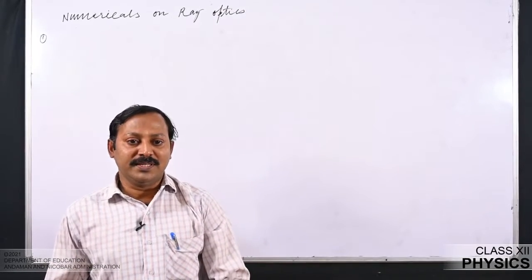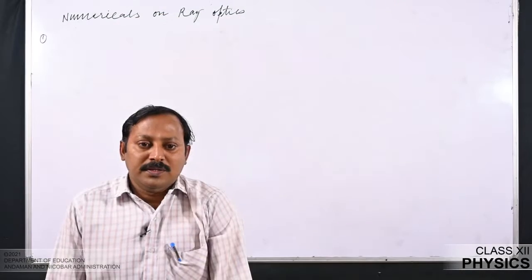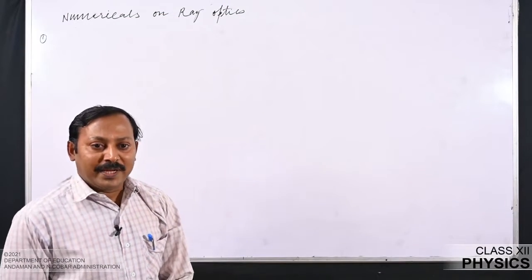The numerical on the screen is: what is the apparent position of the object below a rectangle glass slab of 6 cm thick, if the layer of water 4 cm thick is on the top of glass? Given refractive indices of glass and water are 3/2 and 4/3 respectively. Here we have to find out the apparent position of the object below a rectangle slab.